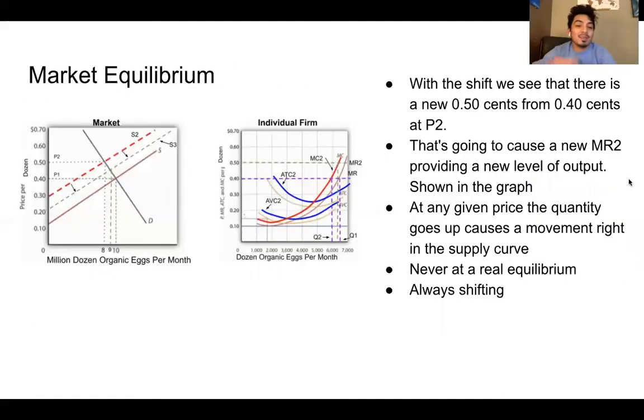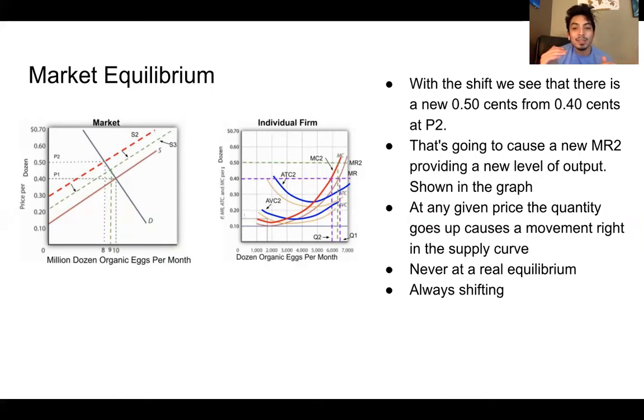All right, Professor McDougall, I've got market equilibrium. Pretty much as Bailey said, there's going to be that shift towards the left, and that's going to cause the market to be out of equilibrium. If you notice, the new market price went from 40 cents to 50 cents at P2 on the graph.